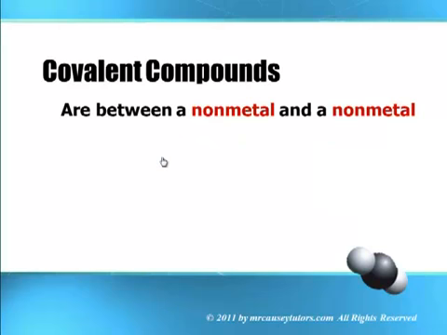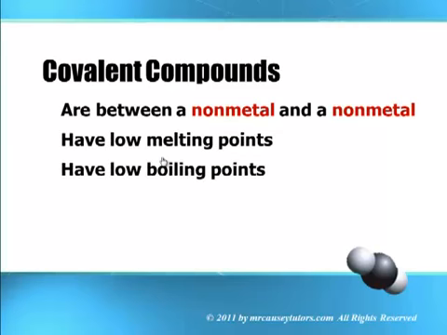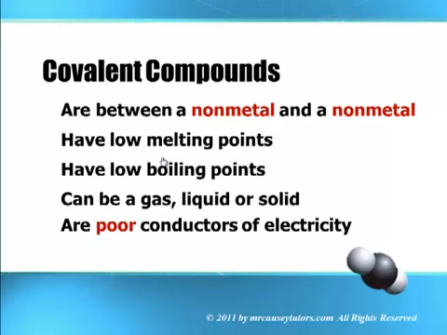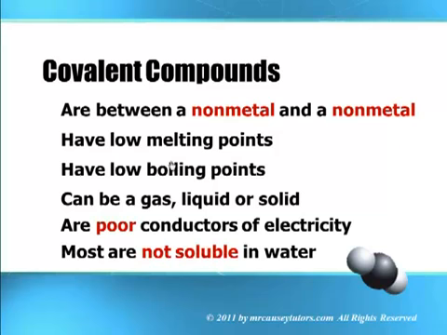Covalent compounds are between a nonmetal and a nonmetal, have low melting points, have high boiling points, can be gas, liquid, or solid, depending on what's bonding and how strong that attraction is going to be, are poor conductors of electricity, and as a whole, most are not soluble in water.